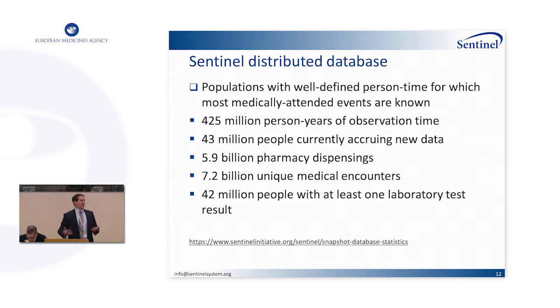It's a big data resource. We like to think about it in person years versus people. 425 million person years, 43 million current accruing, and right around 40 million kind of with lab results. I think it's pretty big, but it's distributed.